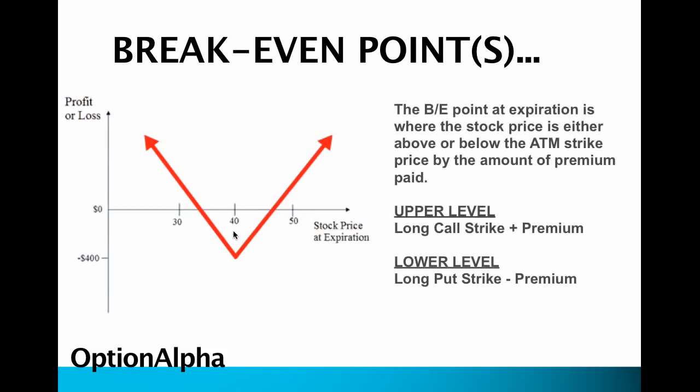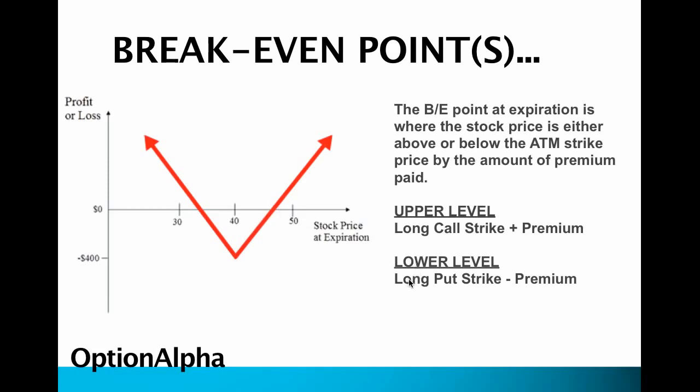Break-even points on these long straddles are really easy to see. All you're going to do for the upper level, because there's two break-even points on this particular strategy, is take the long call strike and add the premium. So all you're going to do is take the long 40 strike and add the premium, and that creates your break-even on the upper level.